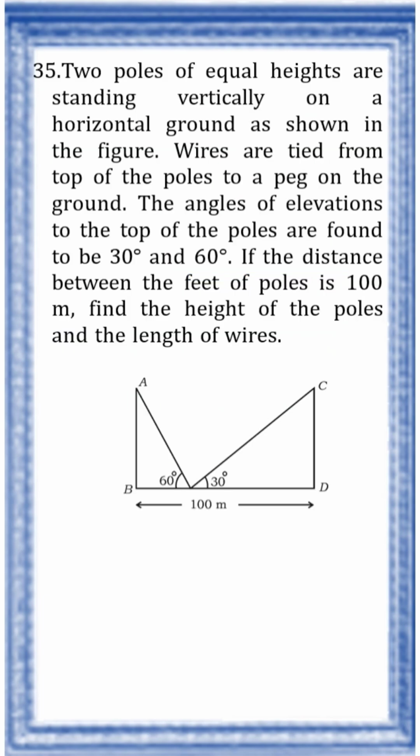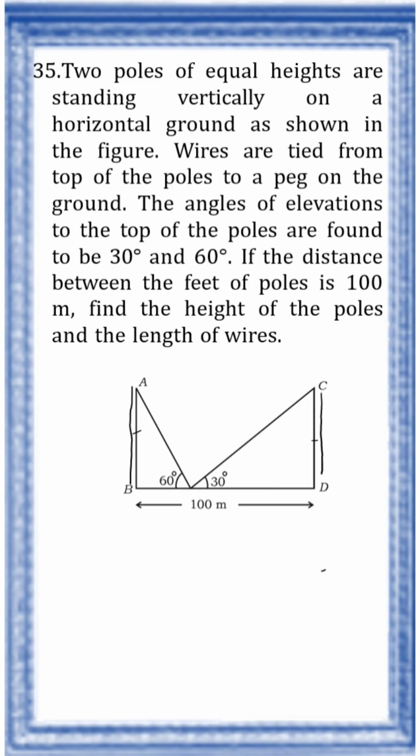Now the 35th question, which is taken from the chapter Applications of Trigonometry. Okay, the figure has been given. Well and good. Now let us read the problem. Two poles of equal heights are standing vertically on a horizontal ground as shown in the figure. We have to see the figure. A, B and C, D are the poles. They are equal to each other. AB is equal to CD.